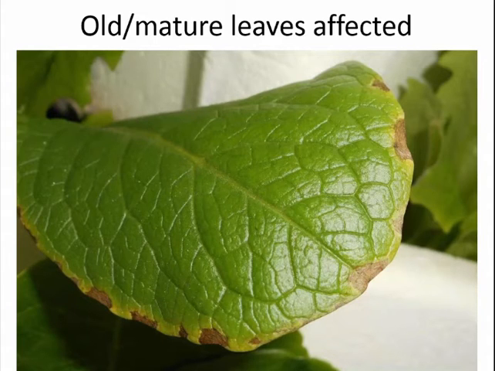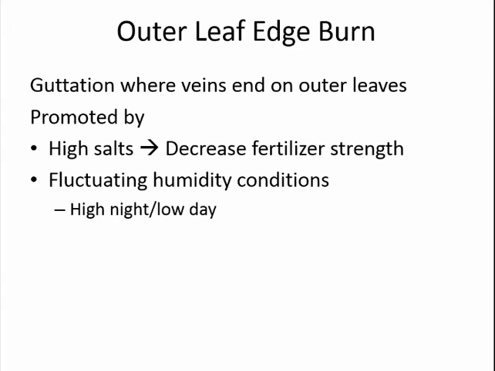And what's happening here is typically guttation. So some of the xylem solution from the plant is exuding from the veins where the veins end in the outer leaves. And you'll see this often on grass as well. And this condition is promoted by high salts, as well as, in particular, fluctuating humidity conditions. So high night relative humidity is what really drives guttation.